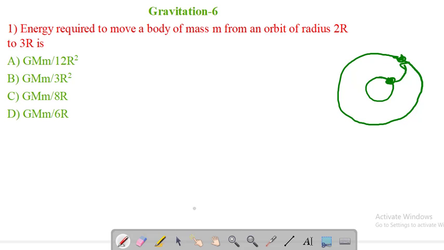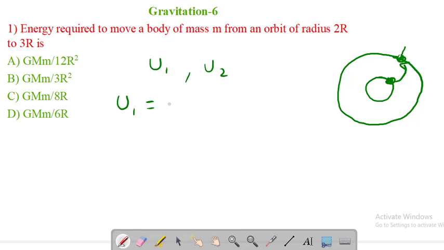The simplest method is to find the difference in energy between the two levels, this one and this one, the potential energy levels. Let us assume the point at radius 2r has potential energy u1, and at this point the potential energy is u2.